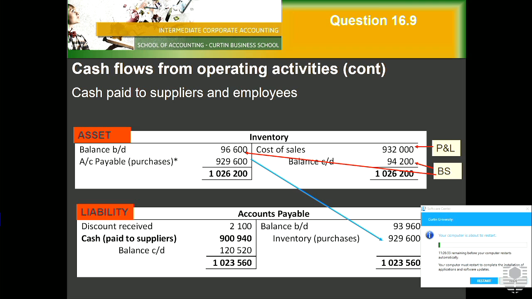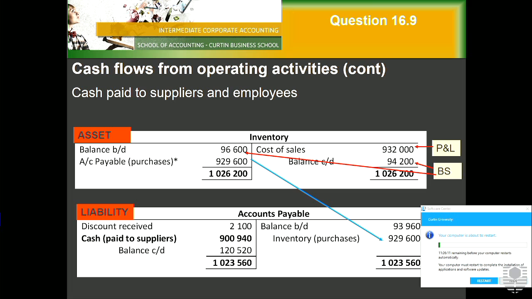So we go to our profit and loss. We've got a discount received. So what that means is our suppliers have given us a discount. So our suppliers are within our accounts payable. We need to account for that discount received of 2,100. So we need to pop that into our accounts payable because that's money that we're not paying.